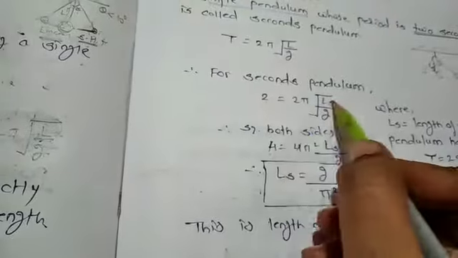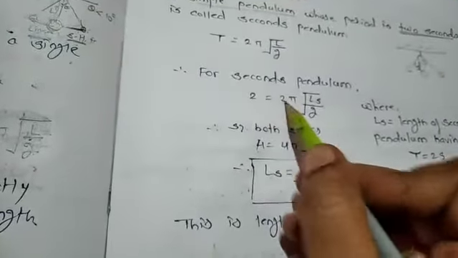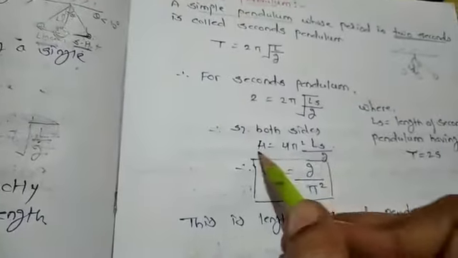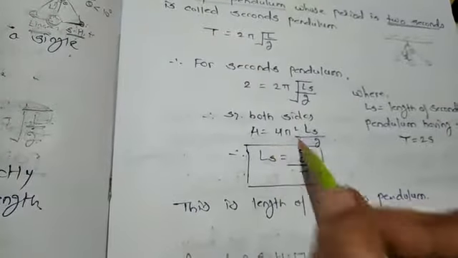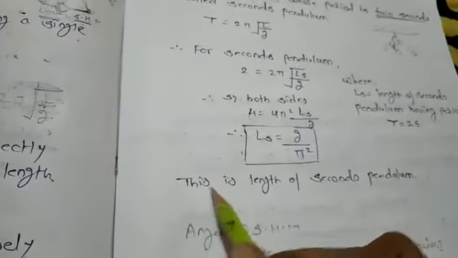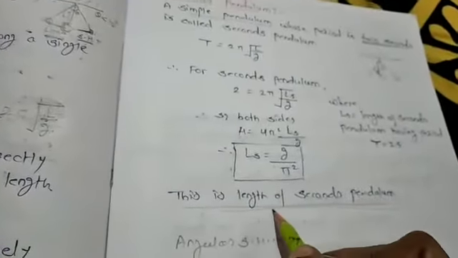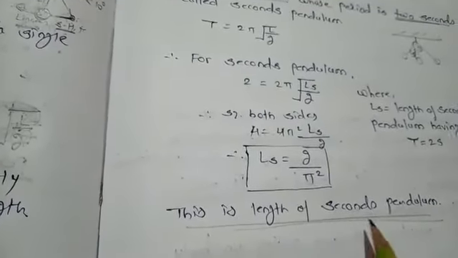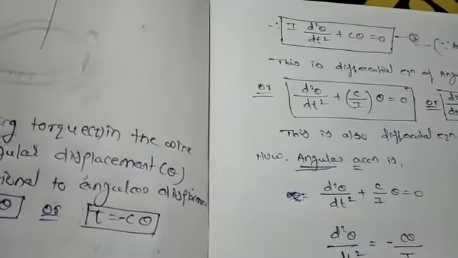Squaring both sides, we get 4 is equal to 4 pi square times Ls upon g. The 4 cancels, and we have Ls is equal to g upon pi square. This is the formula for the length of the seconds pendulum. So this is about the simple pendulum, the laws of the simple pendulum, and the seconds pendulum. Next we'll see angular SHM in the next lecture.